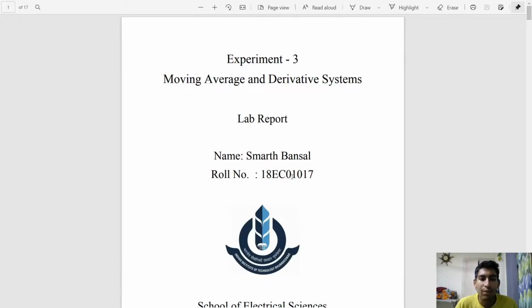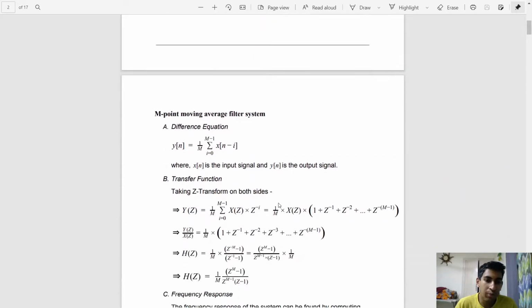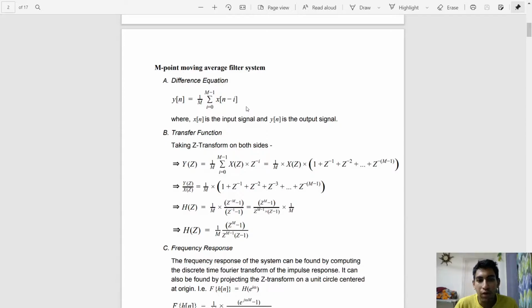Hello everybody, my name is Smarth and today we'll be looking at two filters, the endpoint moving average filter and the derivative filters in digital signal processing. We'll also be looking at what these filters do to ECG and PPG waveforms. So let's get started. The endpoint moving average filter is described by this difference equation.